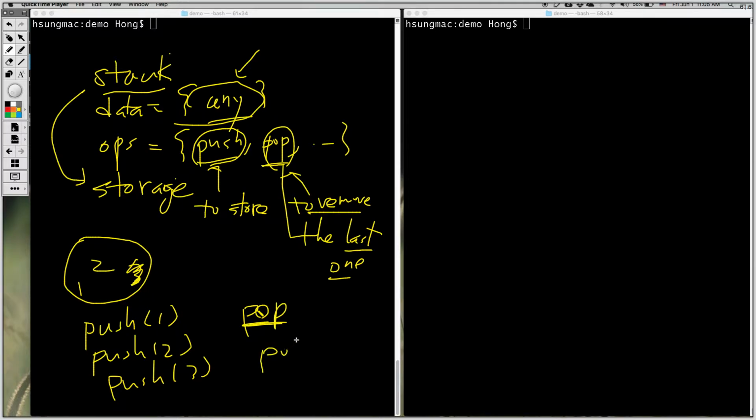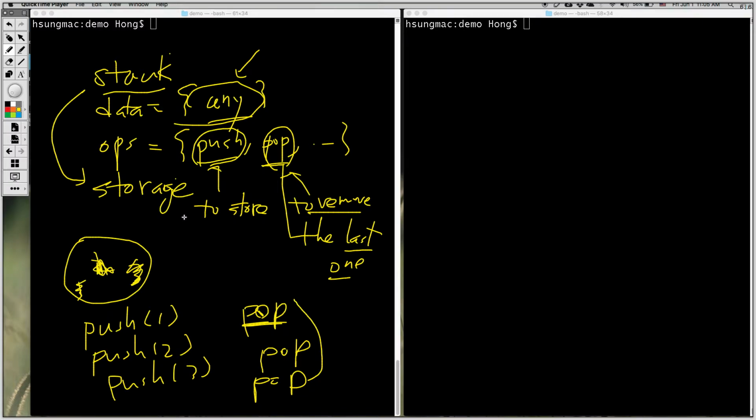If I do pop again, at this moment the last entered data is 2, so 2 should be popped out. If I do pop again, at this moment the only one is 1, so 1 should be popped out. That is required. So the pop operation always removes the last data entered by push.